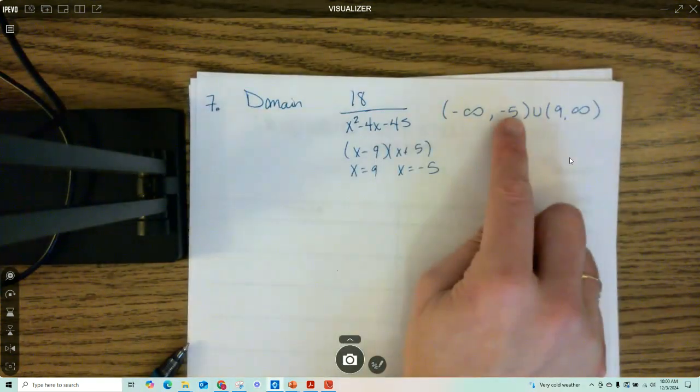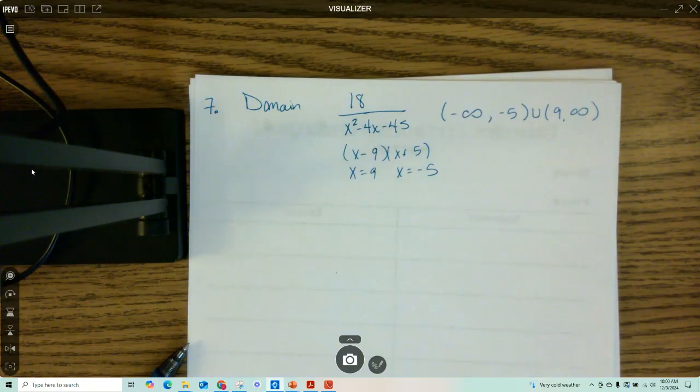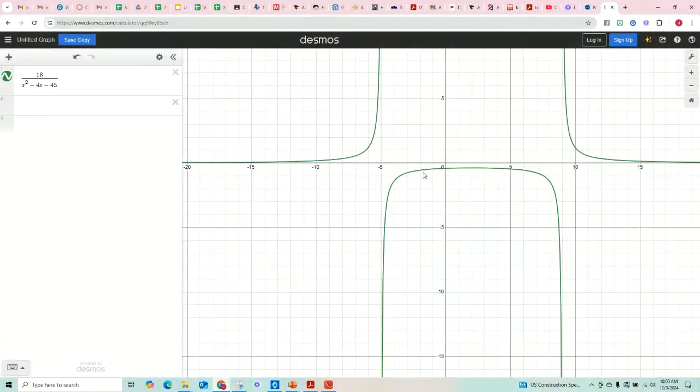Is that how it wants the answer right there? It said it was wrong. It says type your answer in interval notation. Nope, I missed this middle part. There should be from 5 to 9. I missed a whole interval, because I can use anything between 5 and 9 as well. I just can't use 5 and 9.